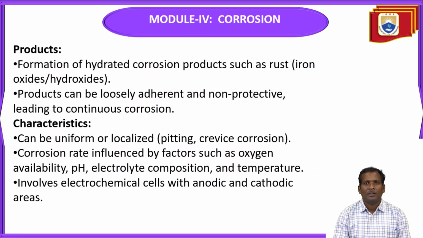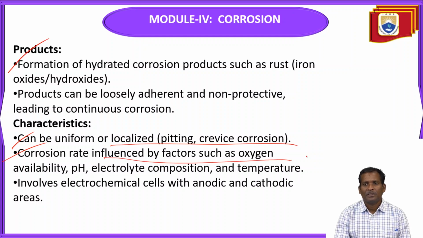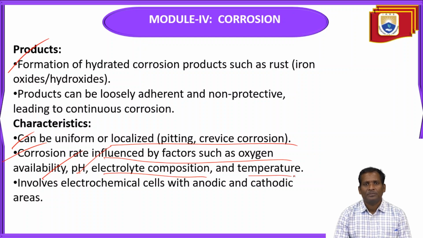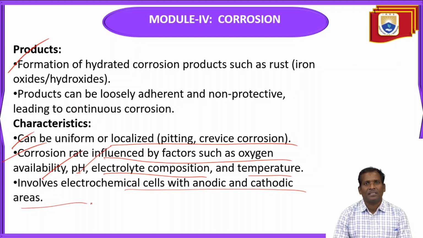The products are hydrated corrosion products such as rust, iron oxide or hydroxide. Products can be loosely adherent and non-protective, leading to continuous corrosion. The characteristics: it can be uniform or localized, pitting or crevice corrosion. The corrosion rate is influenced by factors such as oxygen availability, pH value, electrolyte composition and temperature. It involves electrochemical cells with anodic and cathodic areas. These are the characteristics.